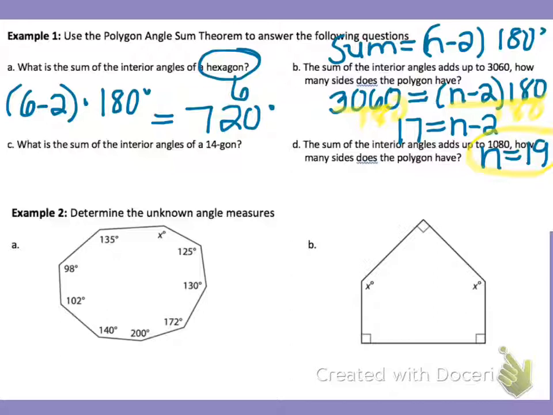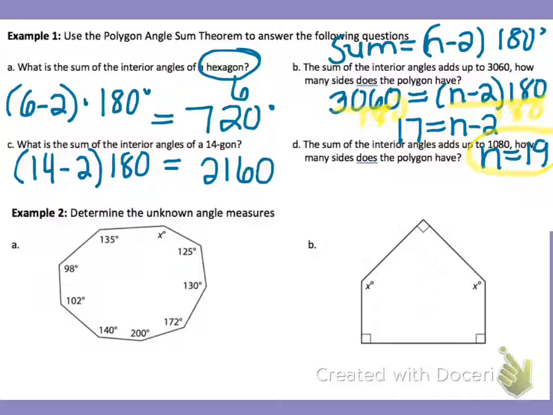So as you see in C, what is the sum of the interior angles of a 14-gon? So that's 14 sides. So again, that would be 14 sides, or that's n, minus 2 times 180 degrees. So that actually really means I'm going to multiply 180 by 12. And that gives us 2,160 degrees.